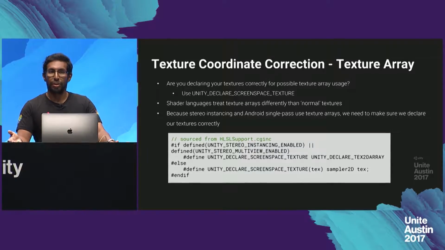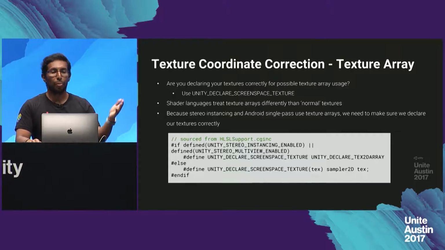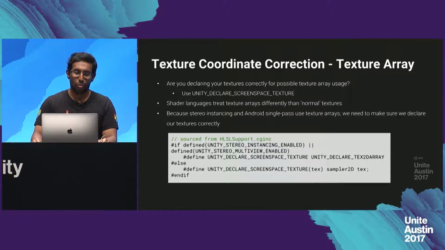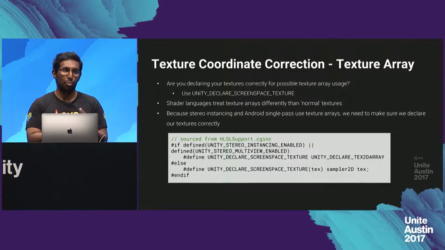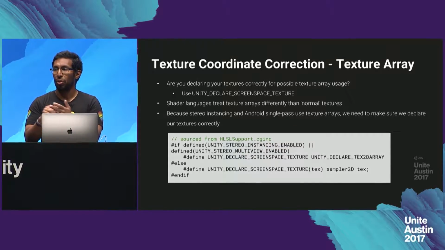What about texture arrays, right? So double wide has its own suite of problems. Texture arrays have a couple things you need to take care of too, but it's not as complicated as double wide. When you're using texture arrays, which come up for single pass instancing and Android single pass, we have two primary things we need to worry about. Since they're texture arrays, we need to make sure that they're declared correctly, and we need to make sure we're sampling from the correct slice.